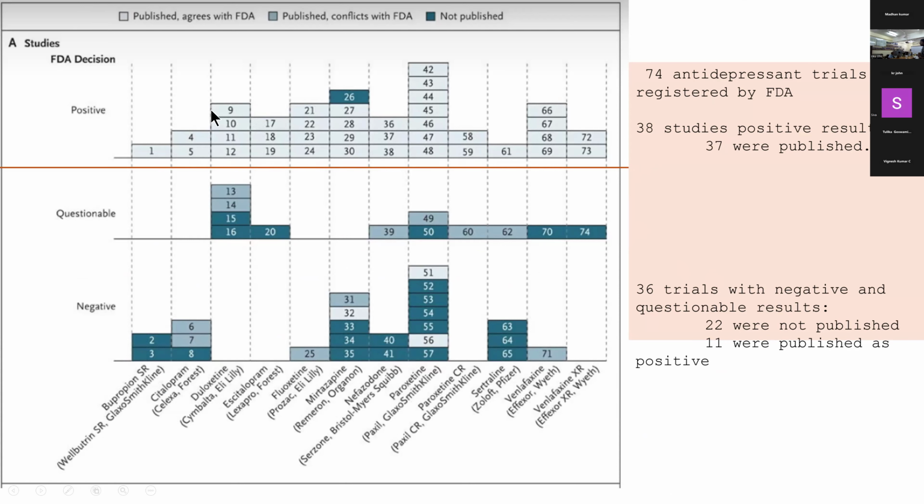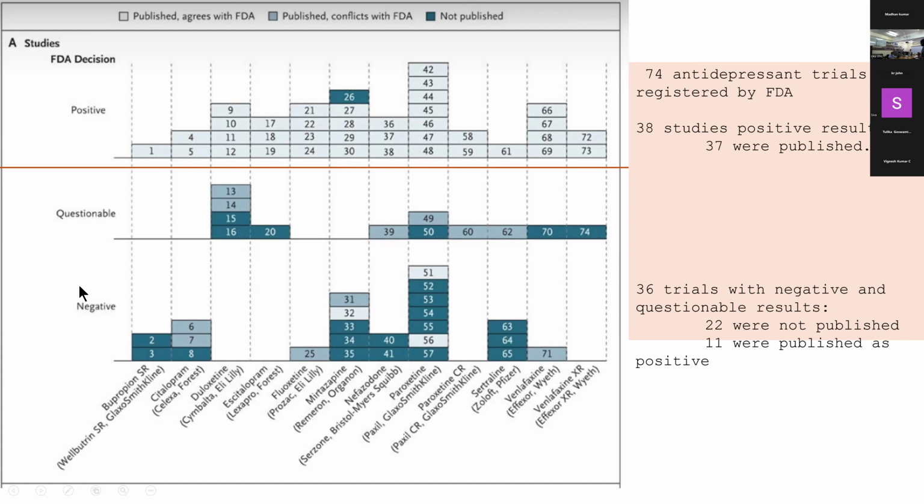FDA had deemed 38 studies as positive. If you look at all the 38 studies, whatever is in light gray is actually published, and whatever is in dark gray is not published. Out of the 38 studies, how many were published? 37 were published, only one was unpublished.